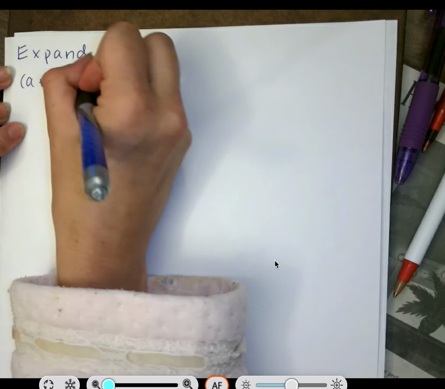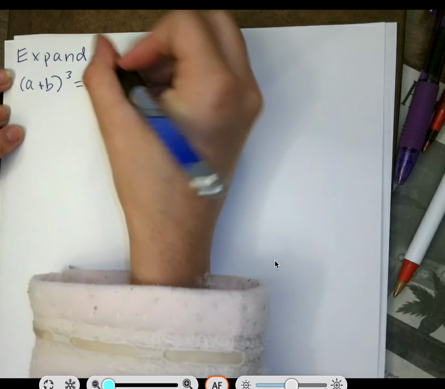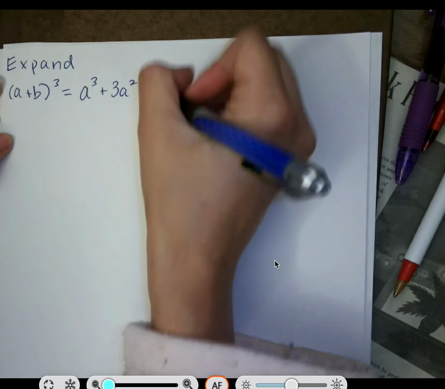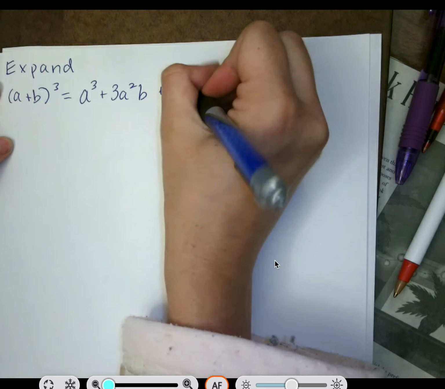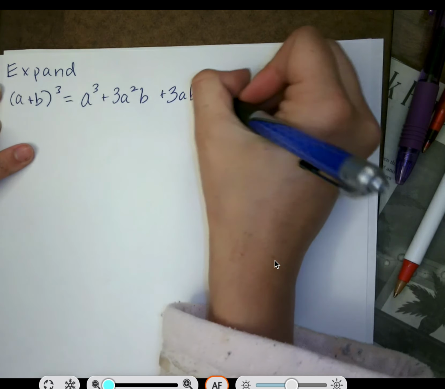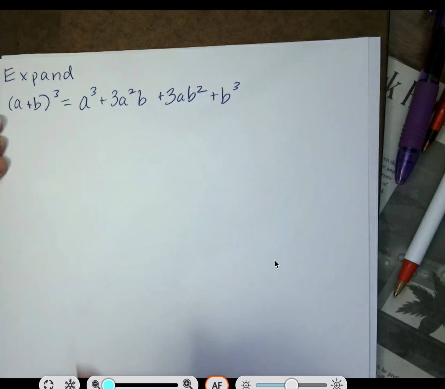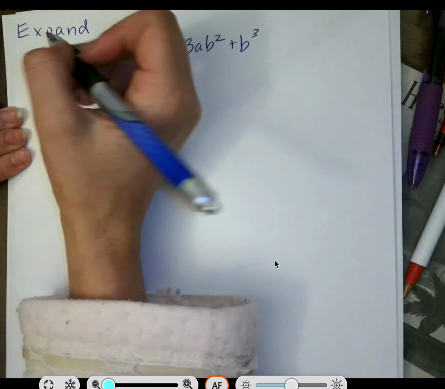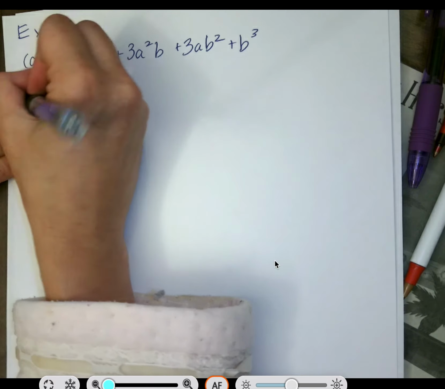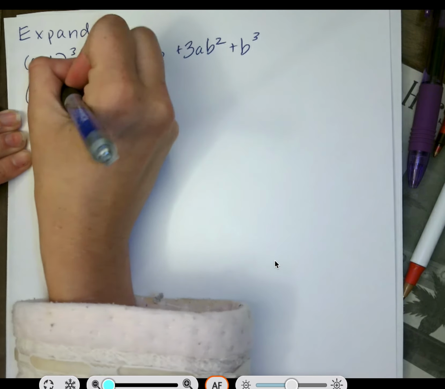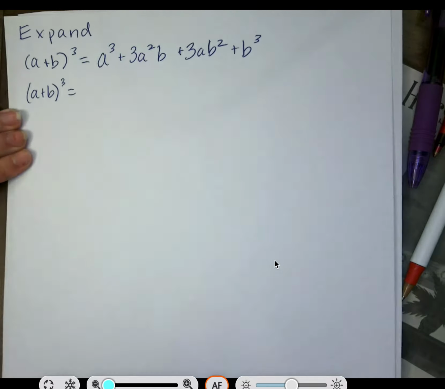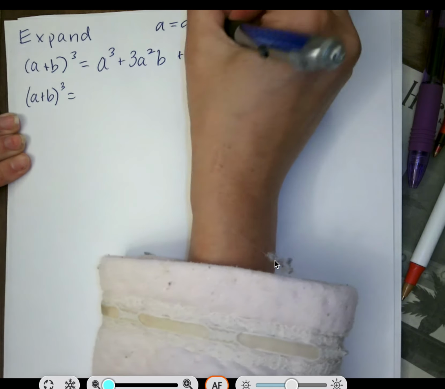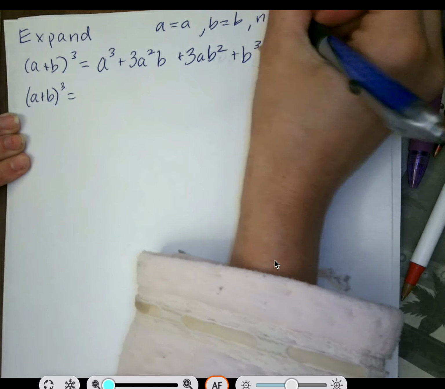We already know the answer is a cubed plus 3a squared b plus 3ab squared plus b cubed. So now let's try it with the binomial expansion. So when k equals 0, let's write our a plus b cubed. It's always good to write that. What is a? Well, a is a, b is still b, and n equals 3.